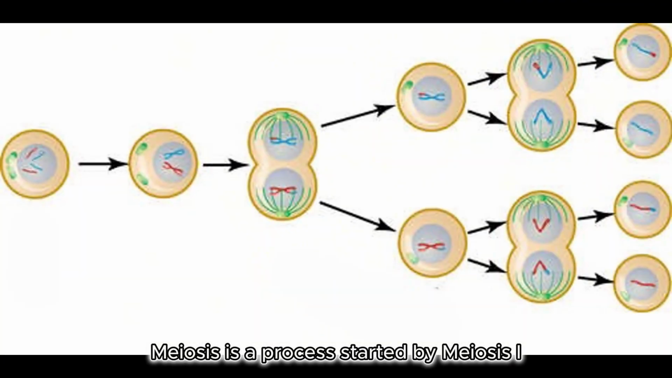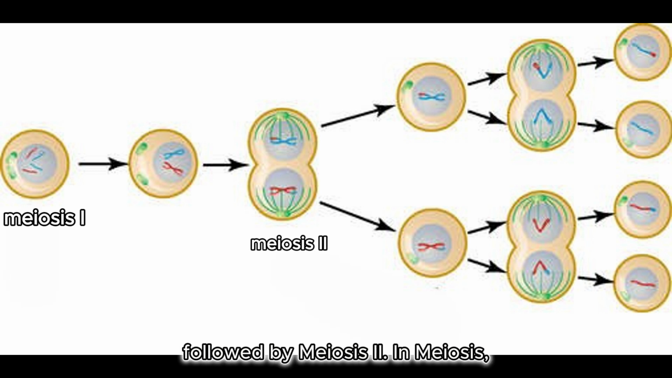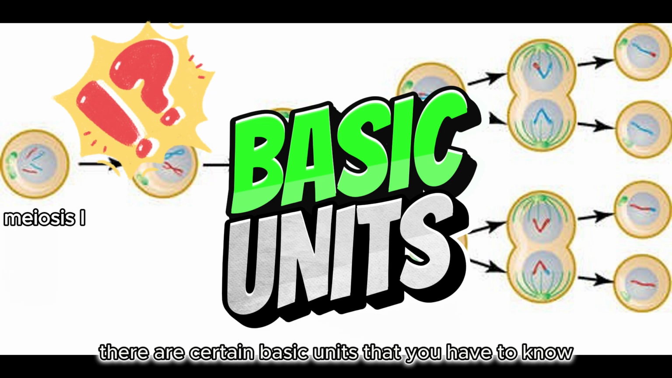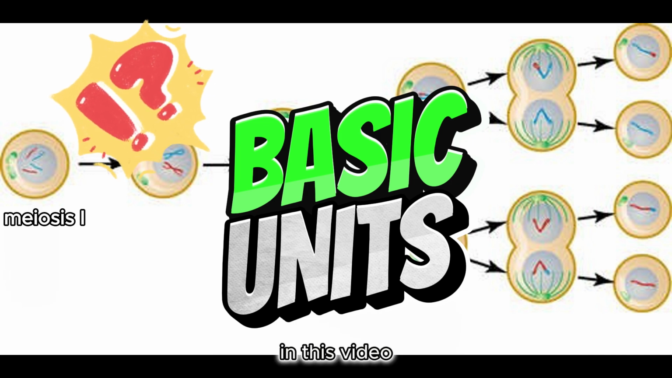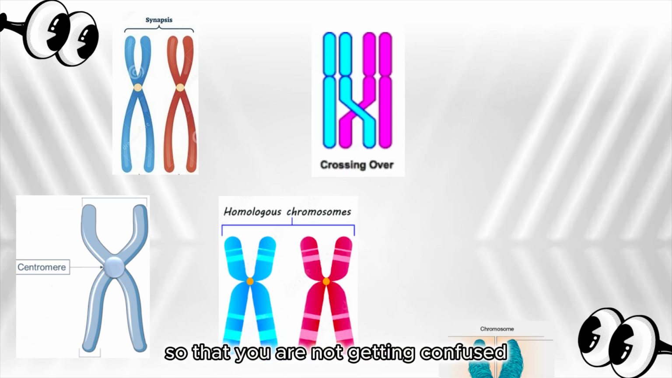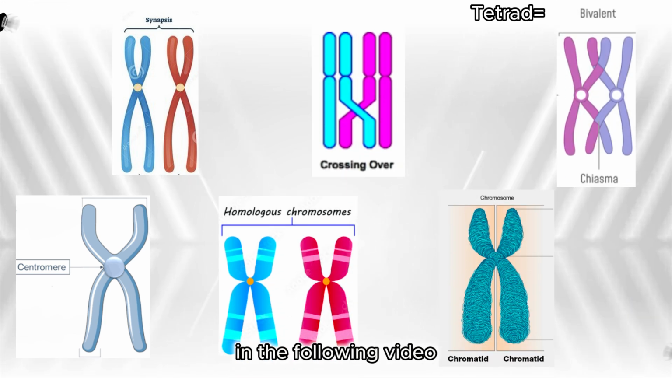Meiosis is a process started by meiosis I, followed by meiosis II. In meiosis, there are certain basic units that you have to know to help you keep on track in this video. These are what you're going to know so that you do not get confused in the following video.